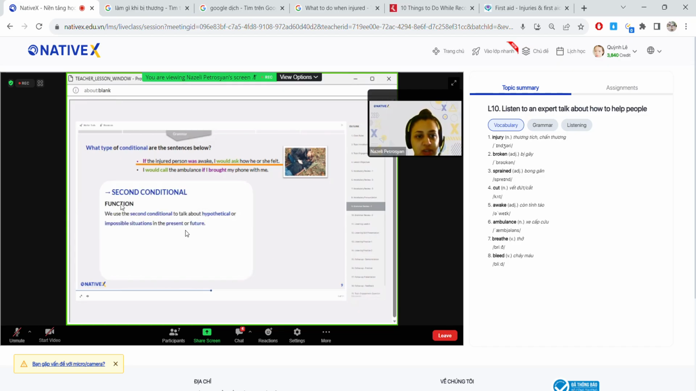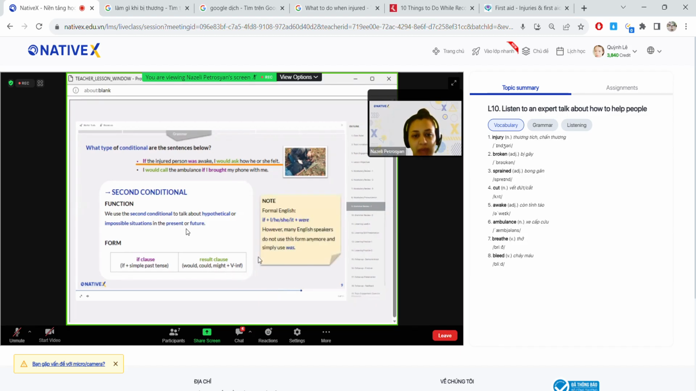So second conditional, the function. Let's have a look at it. We use the second conditional to talk about hypothetical or impossible situations in the present or future. So the form or the structure is if plus past simple, would, could, might plus verb infinitive. So this is what we have.